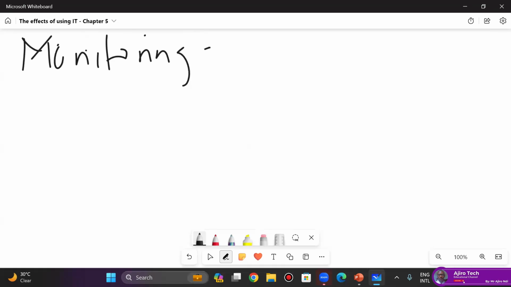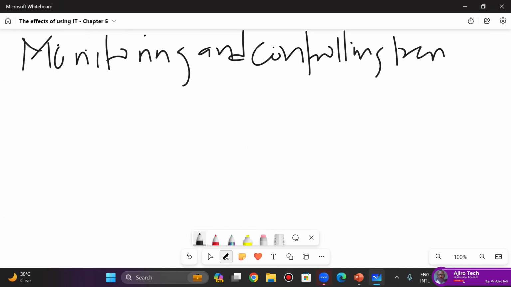Okay, and controlling transport. When we talk about monitoring and controlling transport, what are we simply saying? We are simply saying, how can we control our transport system? How can we use microprocessor-controlled devices in monitoring and controlling transport?